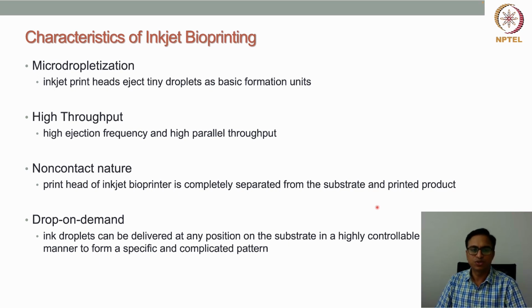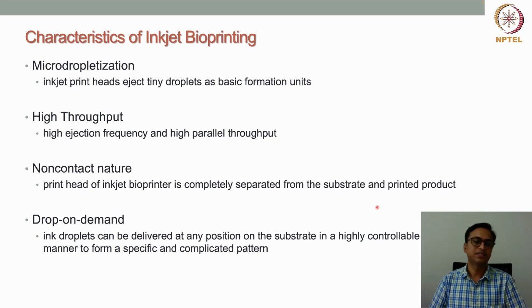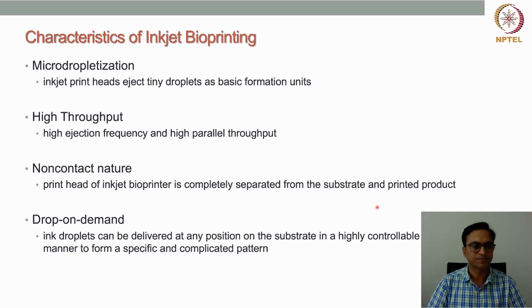Next is the high throughput. Because of the high ejection frequency and high parallel throughput, as I already discussed, within the printers there are multiple nozzles lined up. So parallelly we can generate multiple droplets, right? In certain cases hundreds of droplets can be generated at a time, and the frequency of ejection is very high. So that's why it's a very efficient and high throughput method for printing various structures.